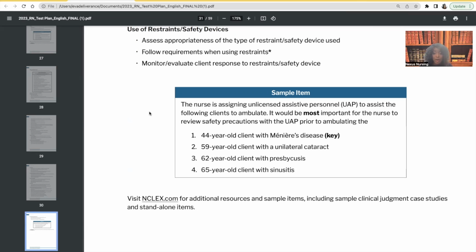but look at the disease process, Meniere's disease. So it's important that you know the pathophysiology of different diagnoses so you can know what areas of nursing you would have to pay special attention to, okay?